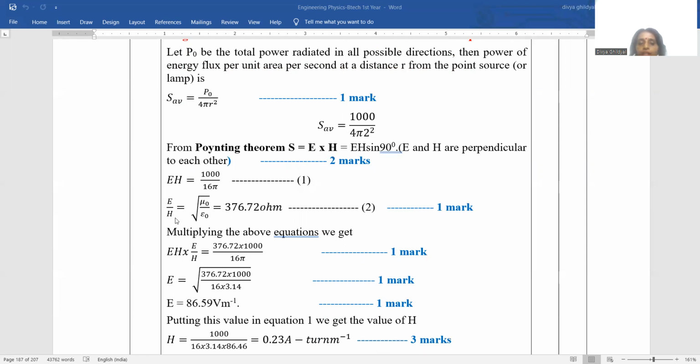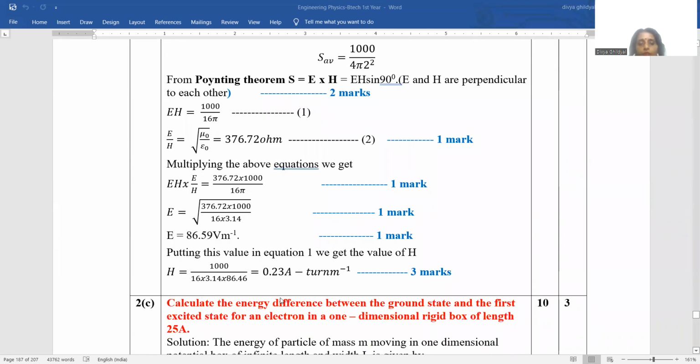And my formula E upon H is equal to under root mu naught upon epsilon naught, which is approximately 377. I have two equations. I have two unknowns, E and H. Either I multiply both of them or I divide both of them to solve the individual values, and I get my answer as E is equal to 86.59 volt per meter and H is 0.23 ampere turn per meter. And this is how I will fetch 10 marks for this numerical.